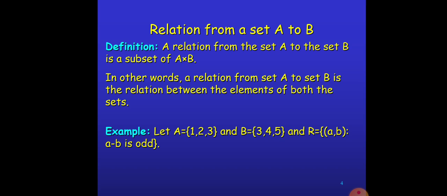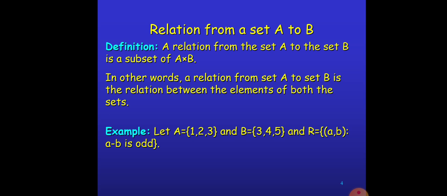Next, 3 and 3. 3 minus 3 is 0, and 0 is an even number, it is not odd, so (3, 3) will not belong to our relation set. Next, 3 and 4. 3 minus 4 is minus 1, which is odd, right? So (3, 4) will also belong to R.